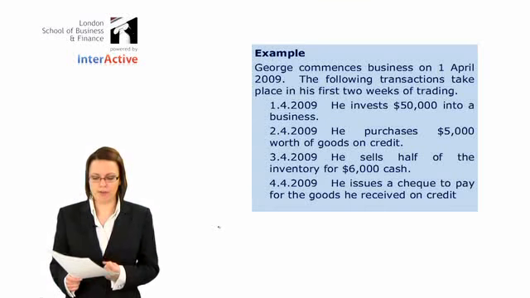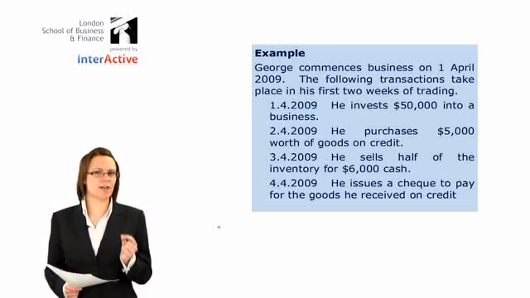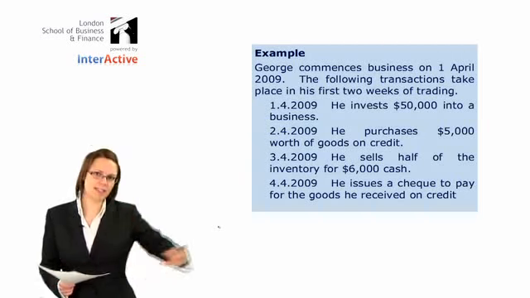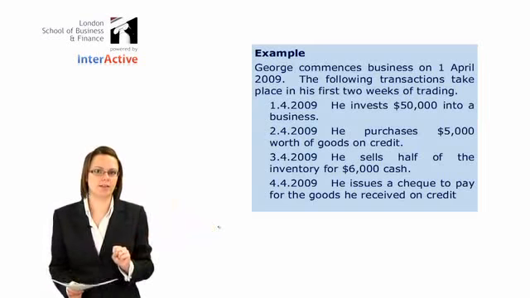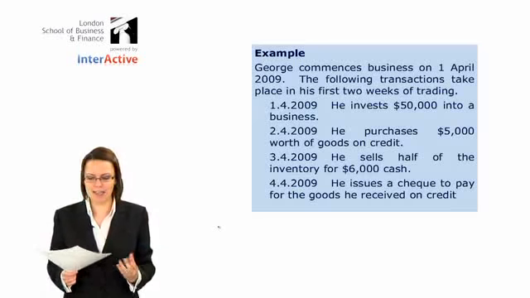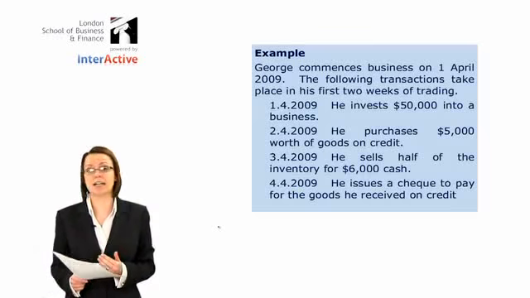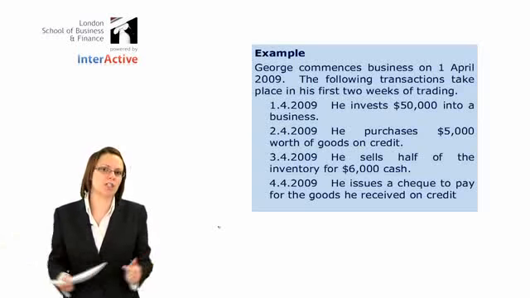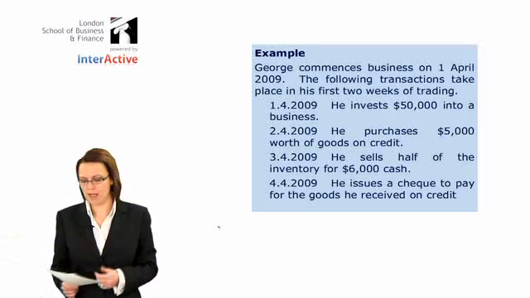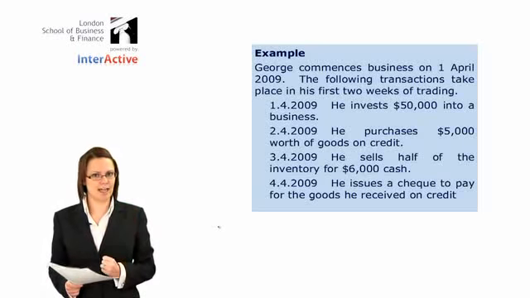Our third transaction. On the 3rd of April 2009, he sells half of that inventory for $6,000 cash. So what we need to think about here is recording the sale of goods, the sale of inventory. Now remember, when we make a sale, we're going to be selling it for some sort of profit. And we can clearly see that we've made a profit here because he sold half of the inventory for $6,000, a lot more than when he purchased the full amount of inventory in the previous transaction for only $5,000. So we've made a sale, and in return for selling those goods, we're going to receive cash in return.